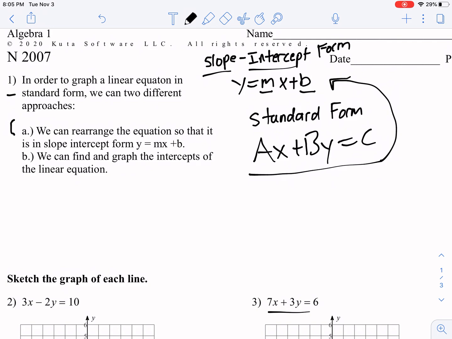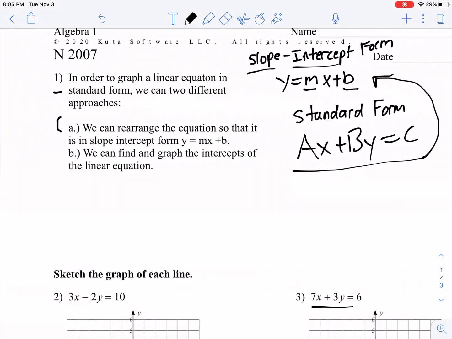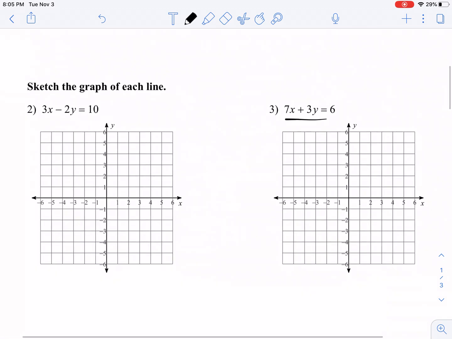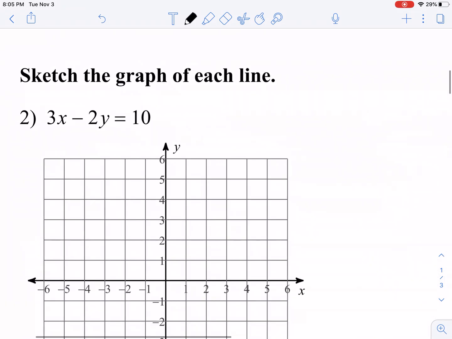Now, you guys have done this before when we were working with literal equations. We just need to solve for y by adding or subtracting the x, then dividing by y's coefficient. So that's the first approach. And in the next video, we'll talk about how to find it with intercepts. So in this first video, we're just going to focus on these two examples here, number 2 and 3. We want to take this standard form and rewrite it into y equals mx plus b, okay?